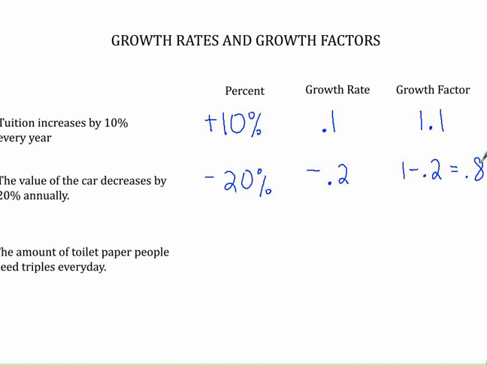The amount of toilet paper people need triples every day. So if I see this, it's tripling every day, you're multiplying it by 3, right? But I want to see what the percent increase is when I multiply something by 3. That just means it's a 200% increase, because it's going from 100 to 300%. So I'm increasing by 200%, which is basically a growth rate of 2. The growth factor would be 1 plus 2, which is 3. So you're just multiplying it by 3.